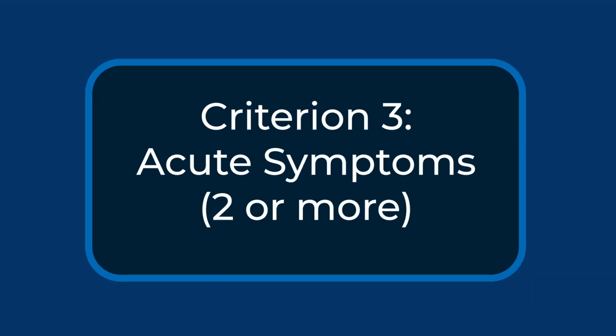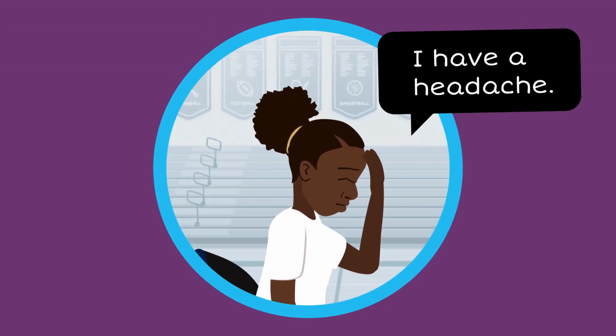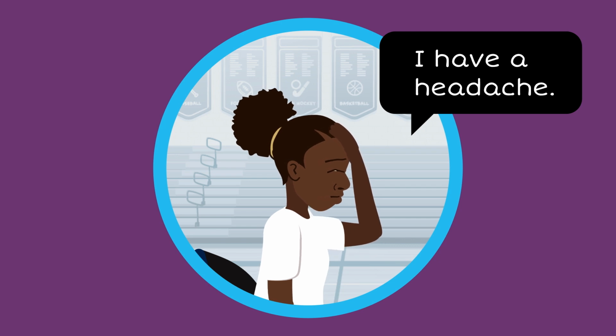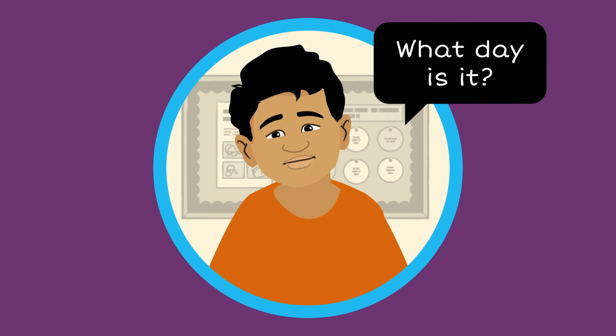Criterion 3. 2 or more new or worsening acute symptoms that present immediately after or up to 72 hours post-injury. A question mark pops up in a text bubble over a boy's head standing in front of lockers. A girl presses her forehead with the palm of her hand. A text bubble above a boy reads, "What day is it?" A boy frowns and his face turns red. These may include alteration in mental status, physical symptoms such as headache, nausea, dizziness, or balance problems, cognitive symptoms such as feeling slowed down, difficulty concentrating, or memory problems, emotional symptoms such as emotional lability or irritability.